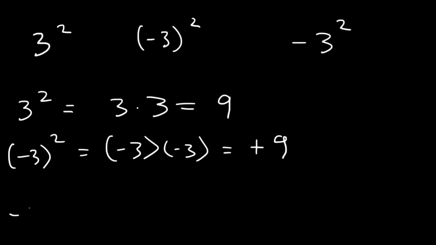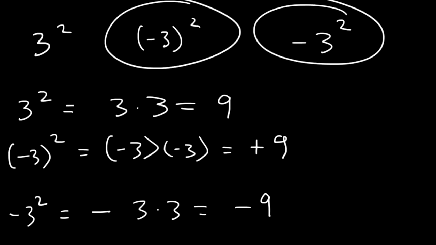Now, what about the other negative 3 squared? What does that mean? In the first example, the 2 applies to the negative and the 3. So we have two negatives and two 3's. In this example, the 2 only applies to the 3, not the negative sign. So we have one negative symbol and two 3's multiplied to each other. Negative 3 times positive 3 is negative 9. So make sure you understand the difference between these two. Don't mix it up. Don't get it confused.